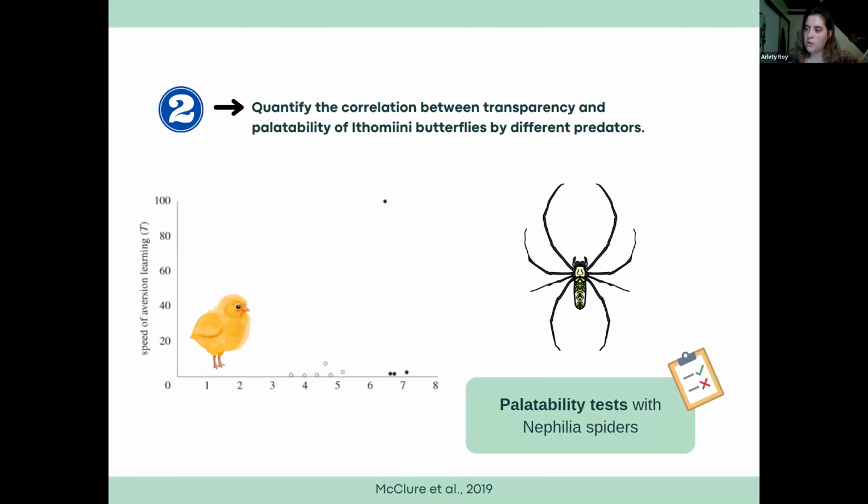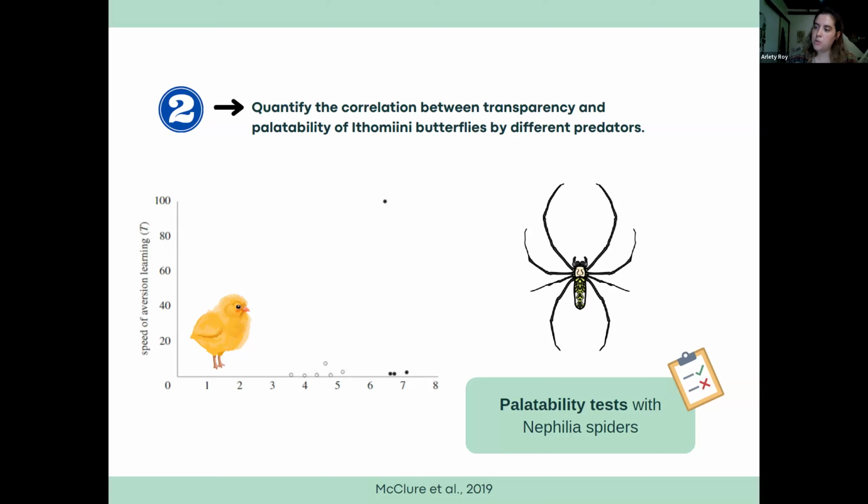So now that we know that transparent Ithomiini are less detectable for birds and arthropods, we ask ourselves, are they any less toxic? Thanks to a previous study by Bell and McClure in 2019, we know that for birds, transparent species of Ithomiini are not any less unpalatable. And in fact, the speed of avoidance learning by chicks was similar for transparent and opaque Ithomiini.